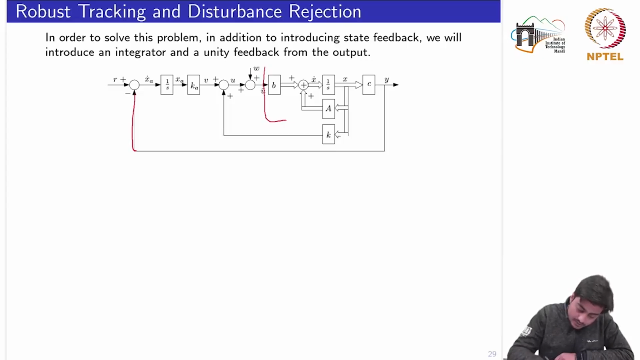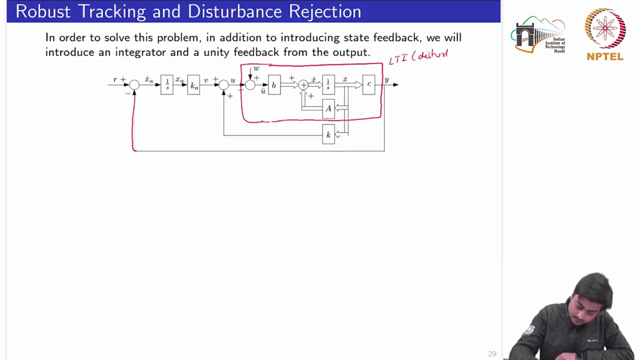This is the plant, the LTI system. Now when we include this w, as we had seen earlier, we would have this disturbed LTI by including this w also. Let's call it disturbed. Now this part is the state feedback. This one is the state feedback controller.